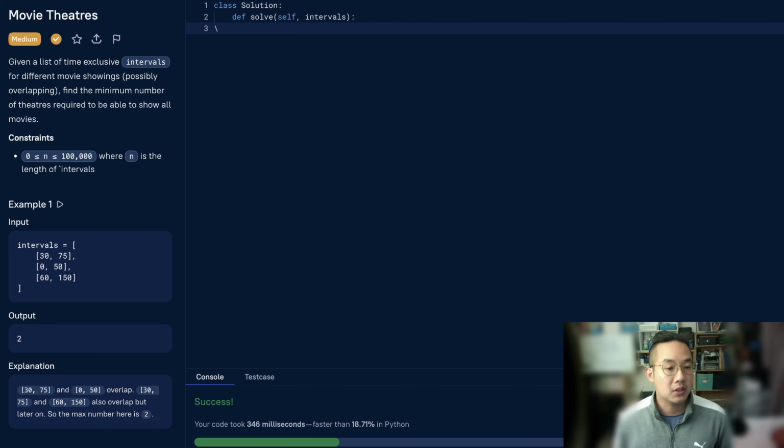Hello there. Today we'll be going over movie theaters. Given a list of time-exclusive intervals for different movie showings, possibly overlapping, find the minimum number of movie theaters required to be able to show all movies.